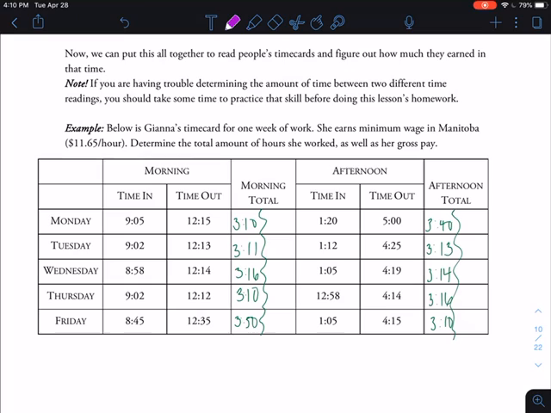She earns minimum wage in Manitoba, which is $11.65 an hour, last time I checked, and we want to figure out how many hours she worked and her gross pay.